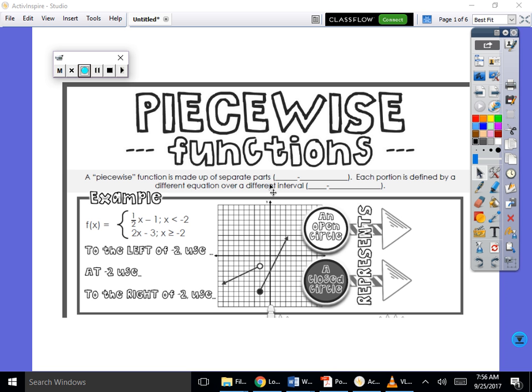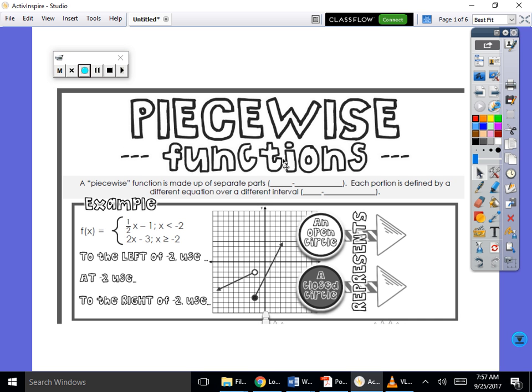Okay? So a piecewise function is made up of separate parts. Those separate parts are known as sub-functions. Each portion is defined by a different equation over a different interval or a subdomain. So they have the overall domain and we have subdomains. So here I have two subfunctions, and this is the subdomain.